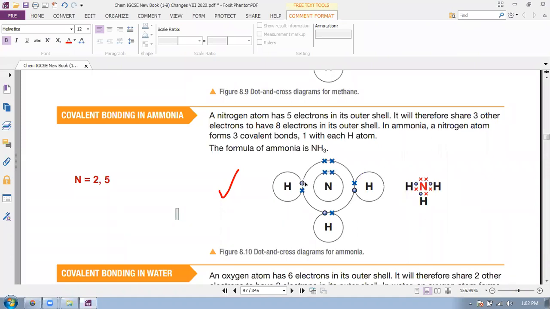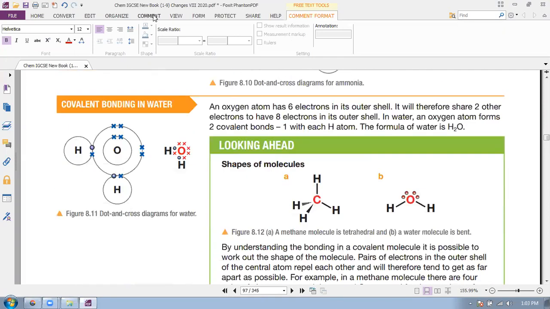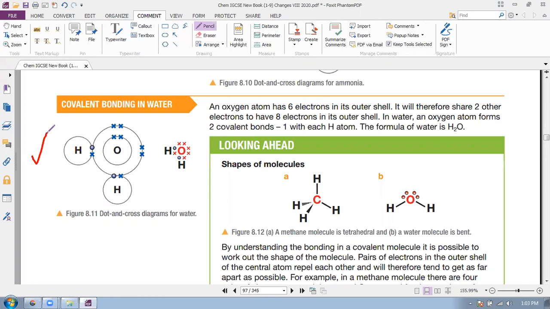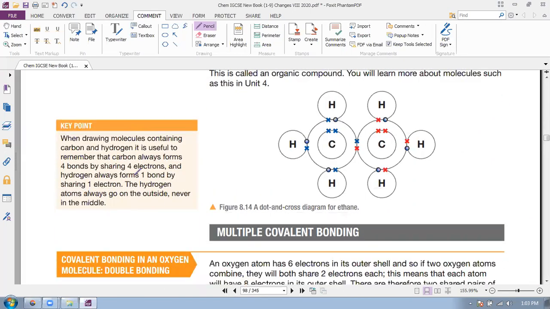And 3 hydrogens come here and each share 1 electron with nitrogen. So nitrogen becomes full. Nitrogen now has 8 electrons in its outer shell, because nitrogen has 5 plus 3, with 3 electrons coming from 3 hydrogens. So there are some other examples. This is water. It's very important. You must draw them and practice them. These dot and cross diagrams are important for your exam. So draw and practice them.